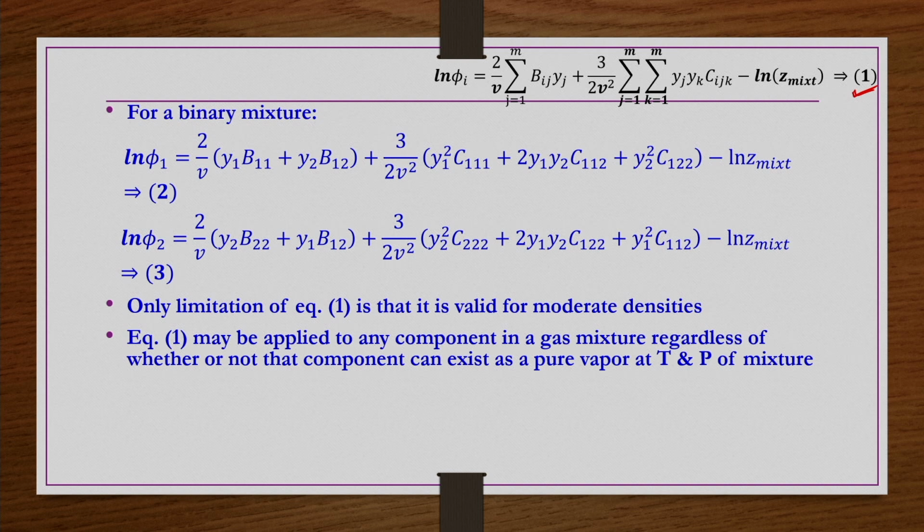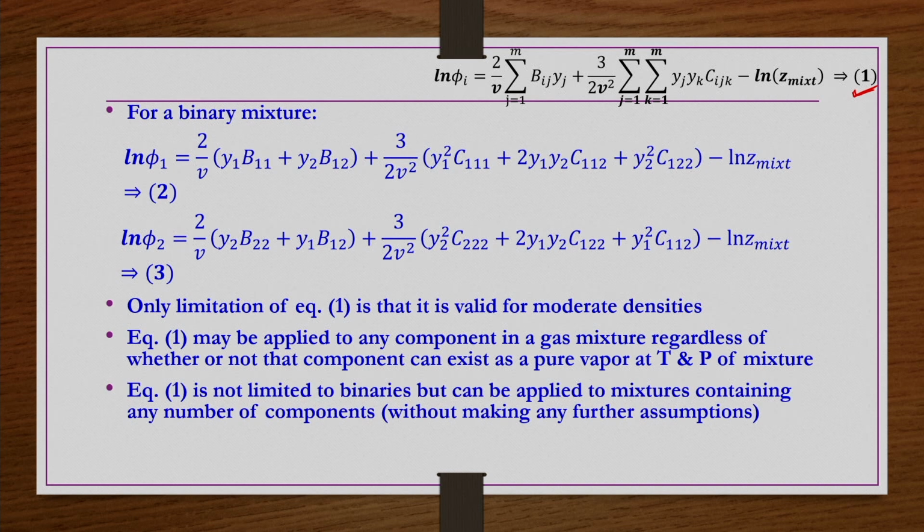This equation 1 may also be applied to any number of components, not necessarily for the binary, without making any assumptions about the mixing rule that we have seen. So, we do not need any mixing rule here. Further, theoretical calculation of various B and C coefficients from statistical mechanics is restricted to relatively simple substances that we already know. Plenty of information is available for this B and C for simple molecules, but for complicated molecules there is some information, but very little literature is available.